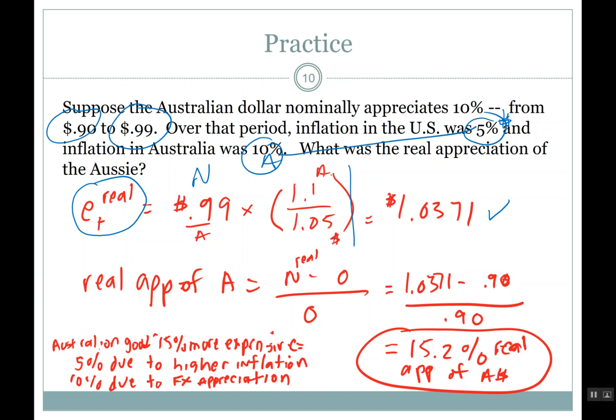Our prices went up by 5, their prices went up by 10. So if the exchange rate was constant, their prices are 5% more expensive. But layer on top of that, their currency is 10% more expensive. Therefore, their goods are 15% more expensive. So if you're in an international business with your firm and you're looking at countries with exchange rates varying, you need to keep track of both parts, inflation and the exchange rate, to see if that actually has an effect on your business.